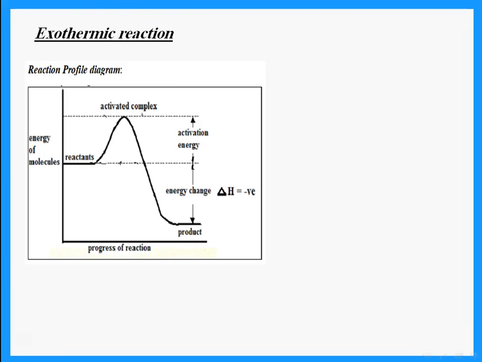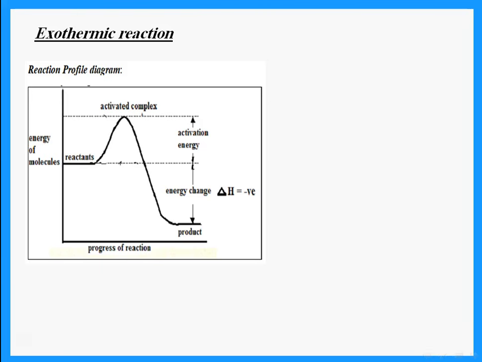And then we can draw what we call a reaction profile diagram, and that indicates that the reactants at the beginning have a certain amount of energy. When they react, if this is exothermic, the reactants will lose energy, or lose heat, or give out heat, and that means that the products will have less energy than the reactants. The difference in energy between the reactants and the products is what we call the delta H, or enthalpy change, or heat change.